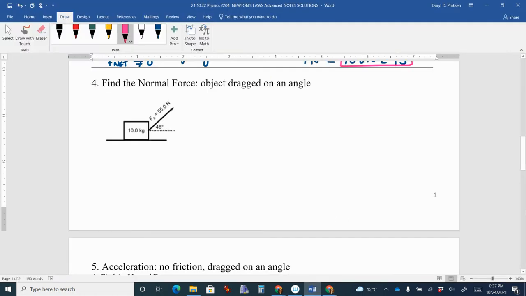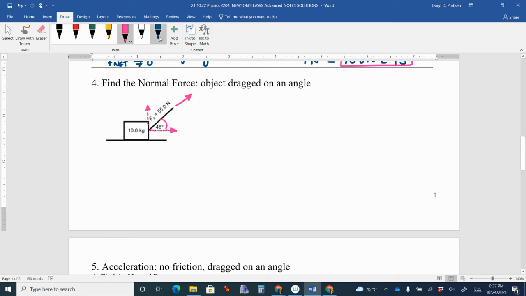Welcome back. Now we're going to look at what happens when we lift objects, drag them, push or pull, but do it on an angle. In this case, the object is being pulled upwards this way with a 55 Newton force. I mean, there could be a person standing here dragging this sideways. And so part of that lifting energy is going to be directed upwards, and part of it is going to be pulling forwards like this.